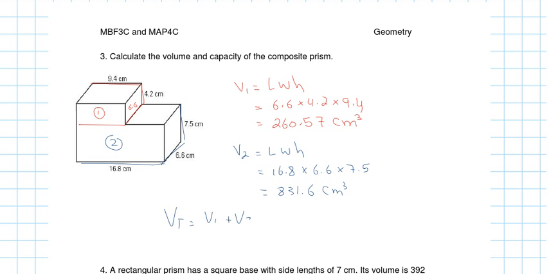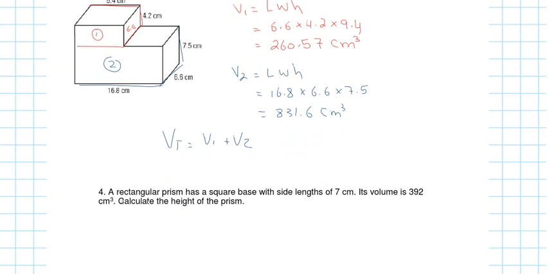Volume is always much easier than surface area. What would be your answer for this? 1,092.17? We have none of the same answer. We did the other way. Yeah, it doesn't matter. It should give you exactly the same answer as long as you've used the right dimensions. Any questions about this?